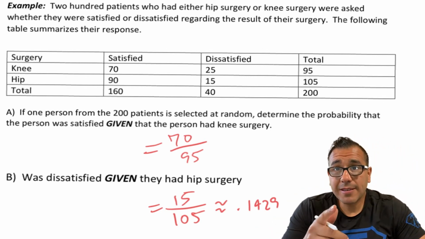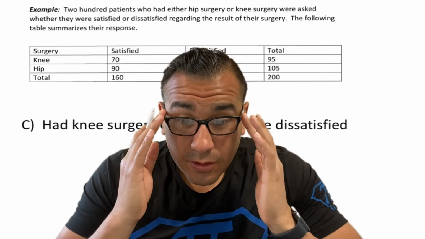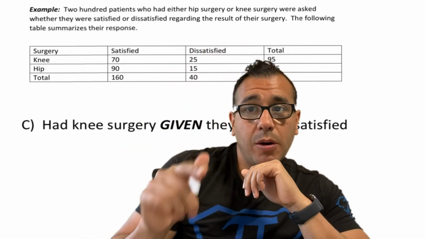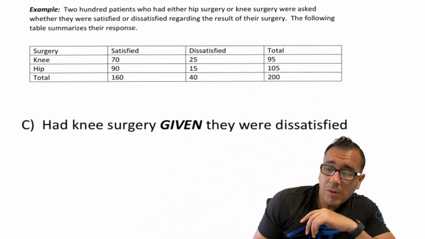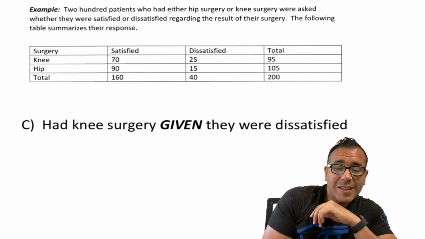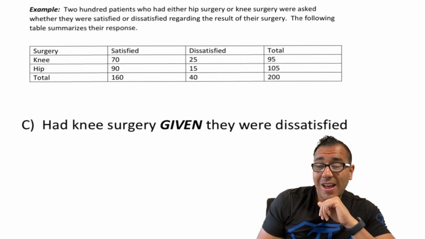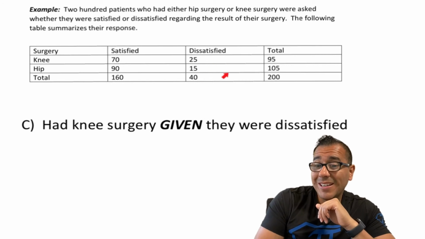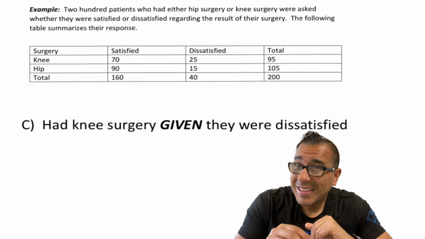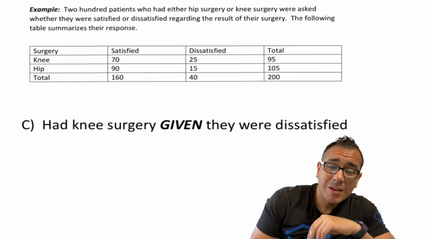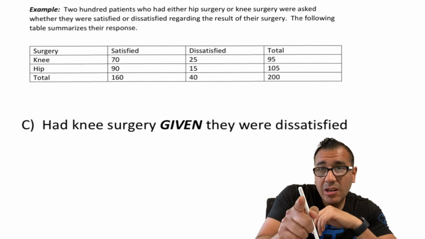All right, is it making sense? Follow me to the next one. All right, mathletes, this one's for you. This is our big test. So part C, example 2, make sure you comment down below. What we want to know is the probability that someone had knee surgery given they were dissatisfied. So we're only looking at these folks that were dissatisfied. They weren't very happy, folks. So let us know that probability down below, and let's check our work.